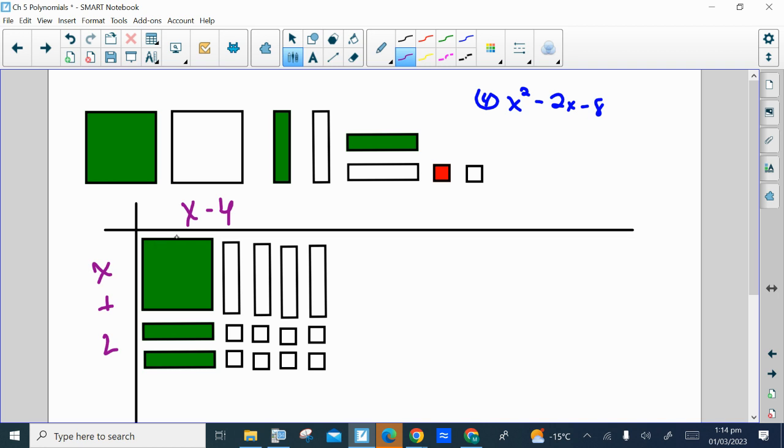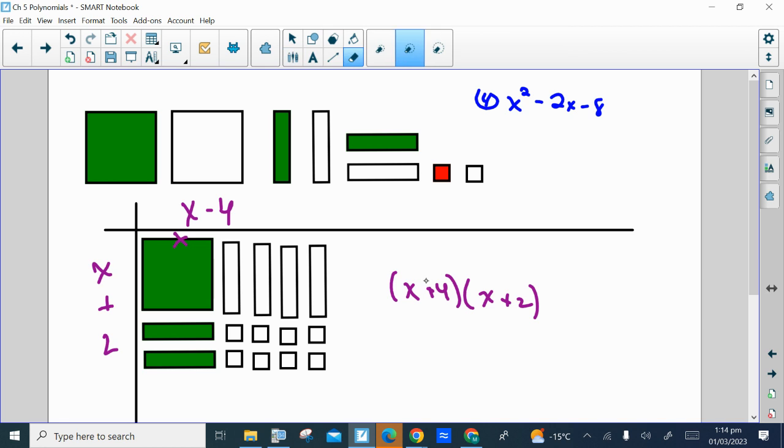This is x wide. That's where the x came from. And there are 4 negative 1s. That's where the minus 4 comes from. A width of negative 1, a width of negative 1, etc. So we're saying that these are the factors. That should have been an x minus 4, so I will fix that. We're saying those are the factors.